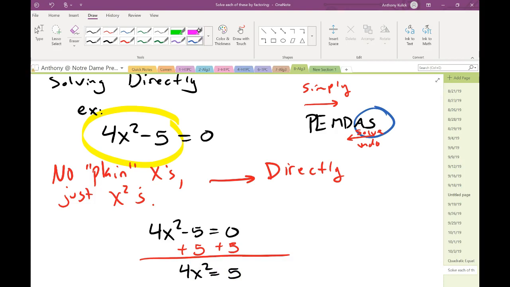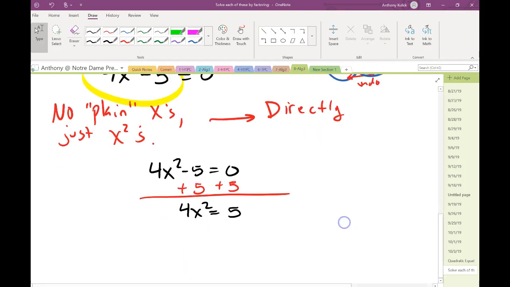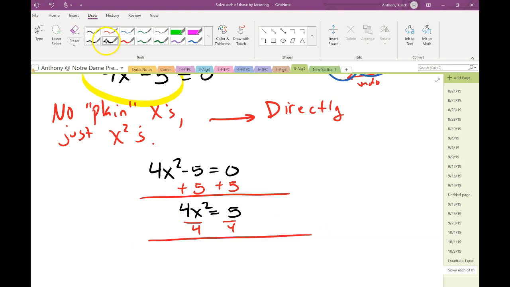Now there's no more addition or subtraction going on. So the next thing I want to do is worry about the multiplication or division. I see that I have x squared times 4. So to undo the times 4, I'll just divide both sides by 4, to give me x squared equals 5/4. Now there's no more multiplication or division going on connected to the x.